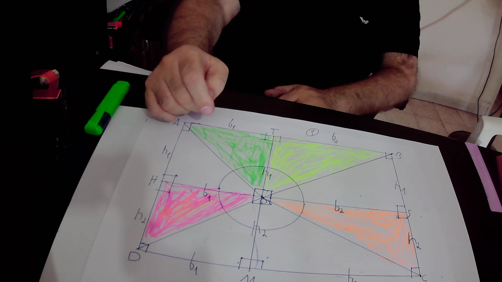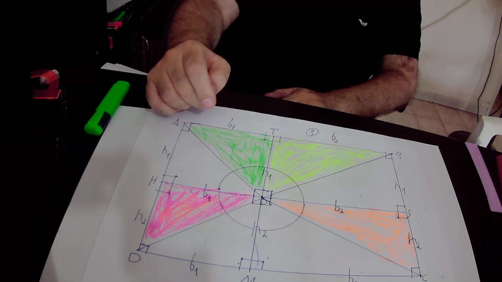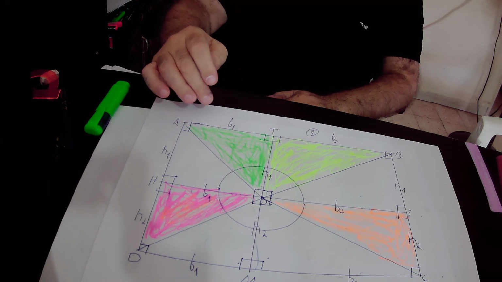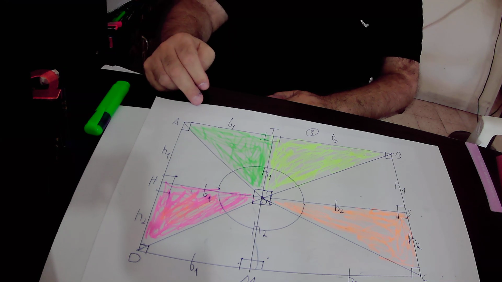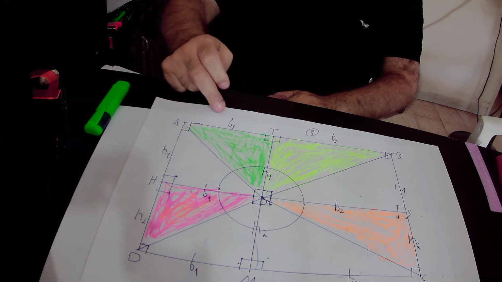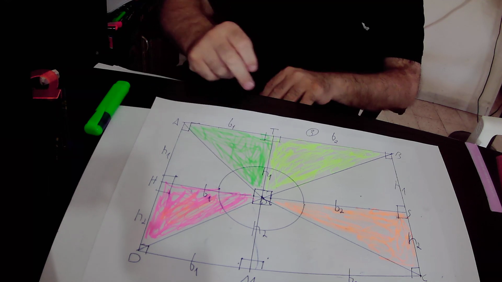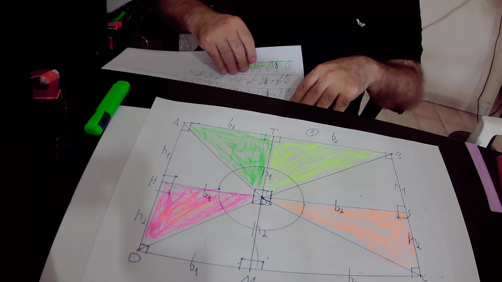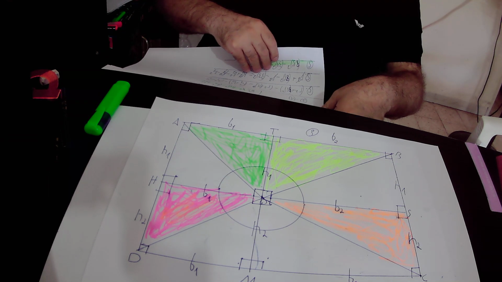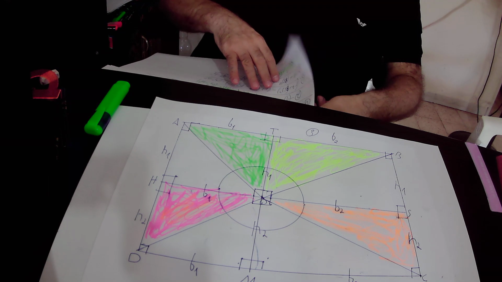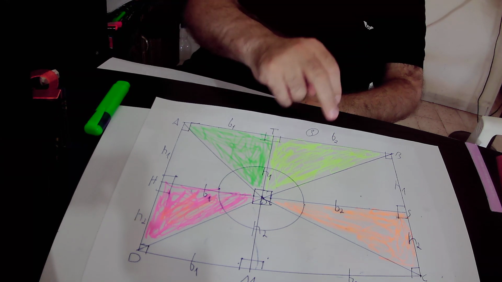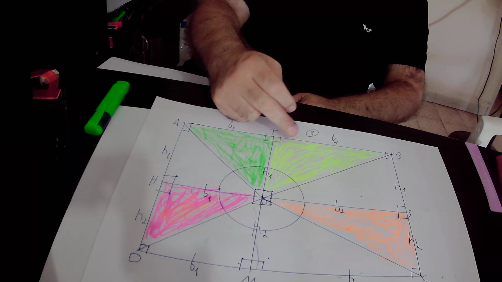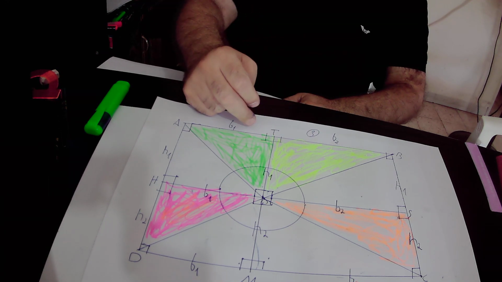This way we created triangle ATO, the right triangle. According to the Pythagoras theorem, AT square, B1 square plus H1 square equals AO square. Then in the right triangle BTO, this will be equation number 2, H1 square plus B2 square equals BO square.